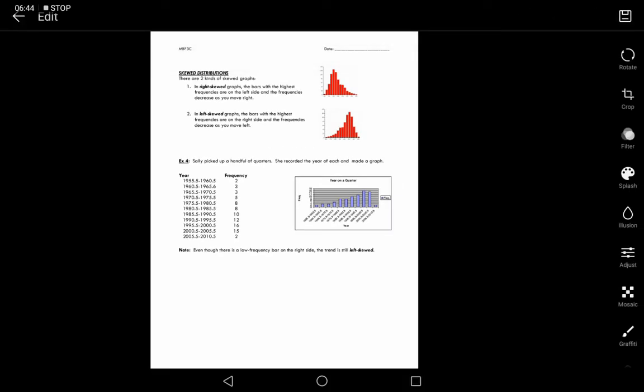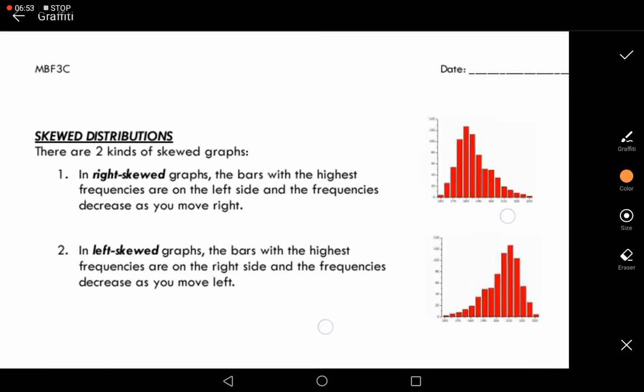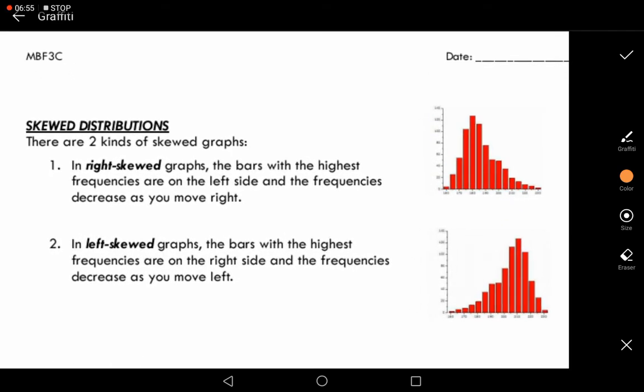So from that first page, I told you it can be right skewed or left skewed. So let's look at these here. So skewed distributions, like I said, 2 types. In right skewed graphs, the bars with the highest frequency are on the left, and the frequencies decrease as you move right. Okay, so as you can see, our highest are on the left, and as we move that way, we are decreasing. In a left skewed graph, the bars are the highest on the right side.